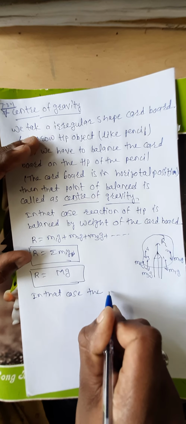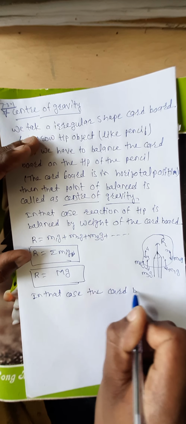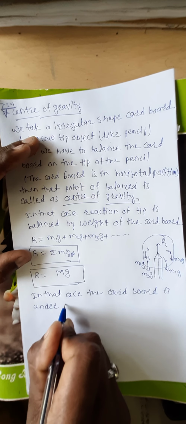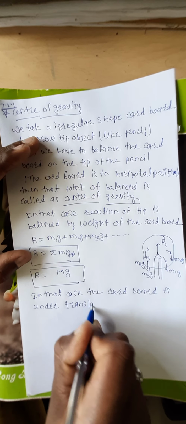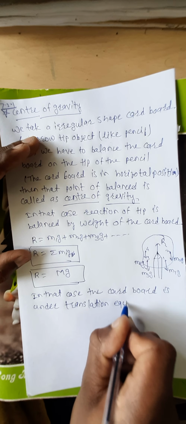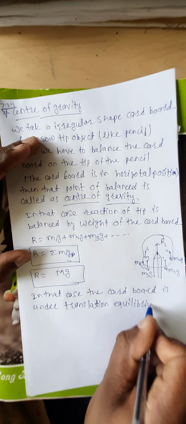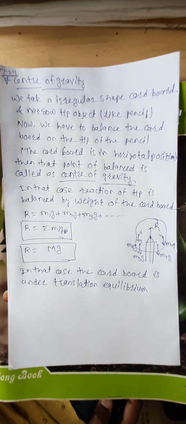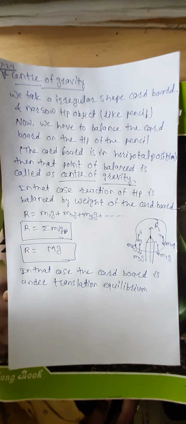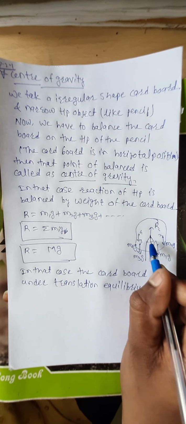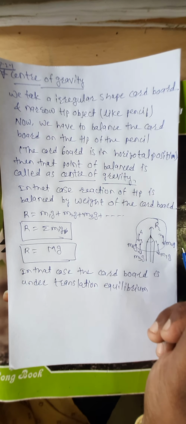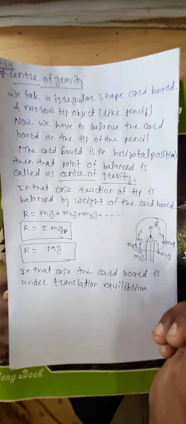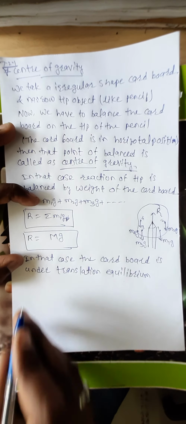Then in that case the cardboard is under translational equilibrium, means the body is stable. When the cardboard is balanced on the tip of the pencil, that equilibrium is known as translational equilibrium.